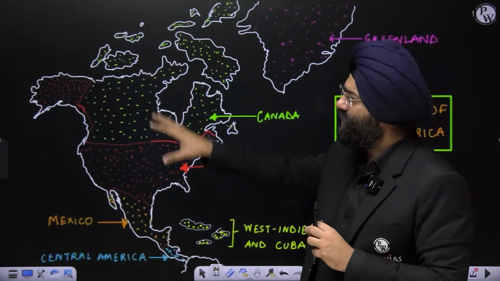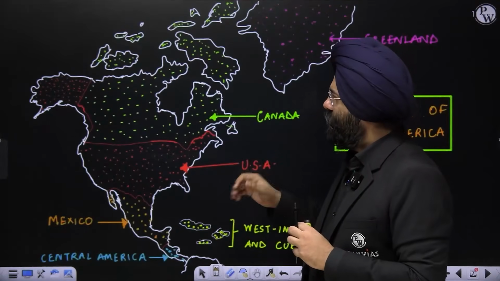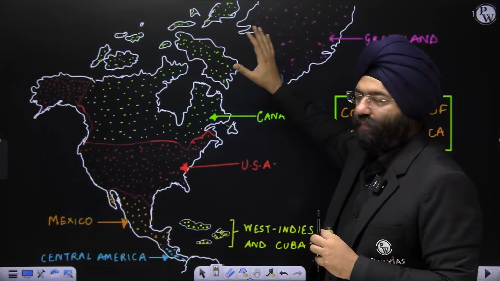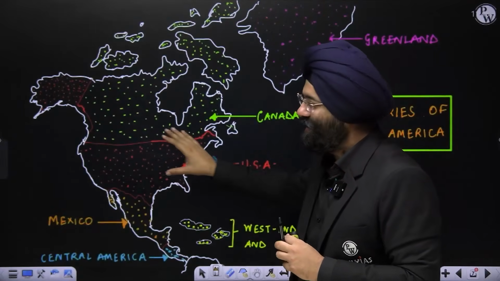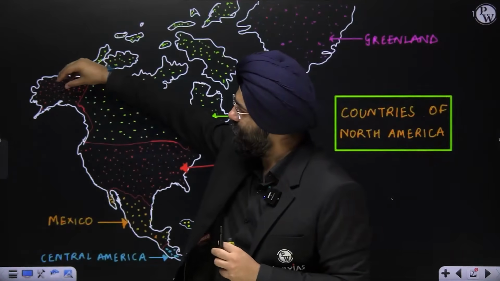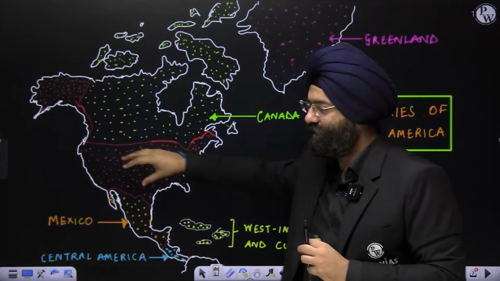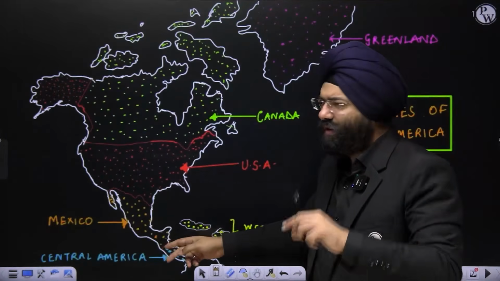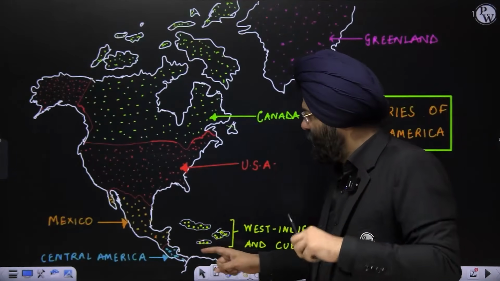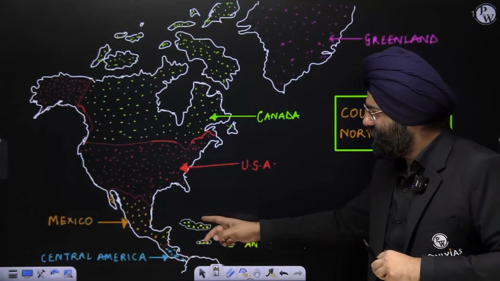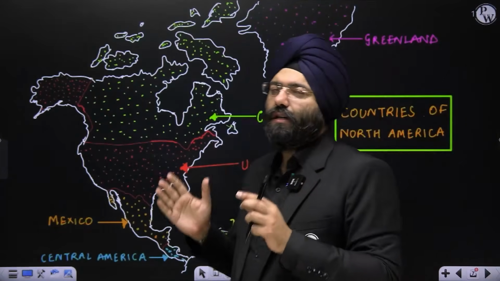If I'm taking into consideration Northern America, you see there are parts of Greenland over here. Then you have the Canadian part. Then you have the United States of America, along with Alaska, which you obviously know was bought from Russia, so it is also a part of the United States. Then you have Mexico. Then obviously you have a lot of Central American countries, which we will be doing when we do South America. And along with it, you have the West Indies and the Cuban islands over here. So this completely makes the consolidated term, North America.